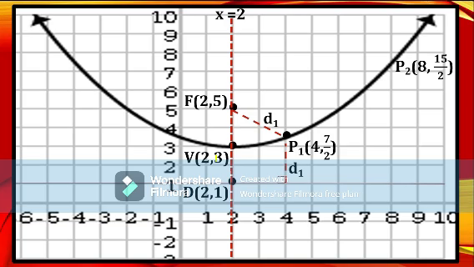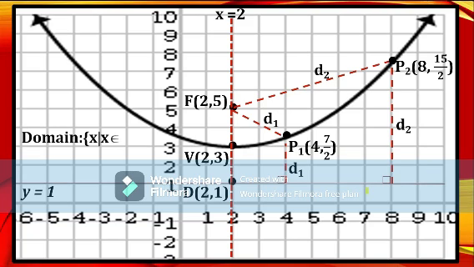So you have here d sub 1 is equivalent to d sub 1 here, and d sub 2 is equivalent to d sub 2 along the directrix. So this is y is equal to 1.